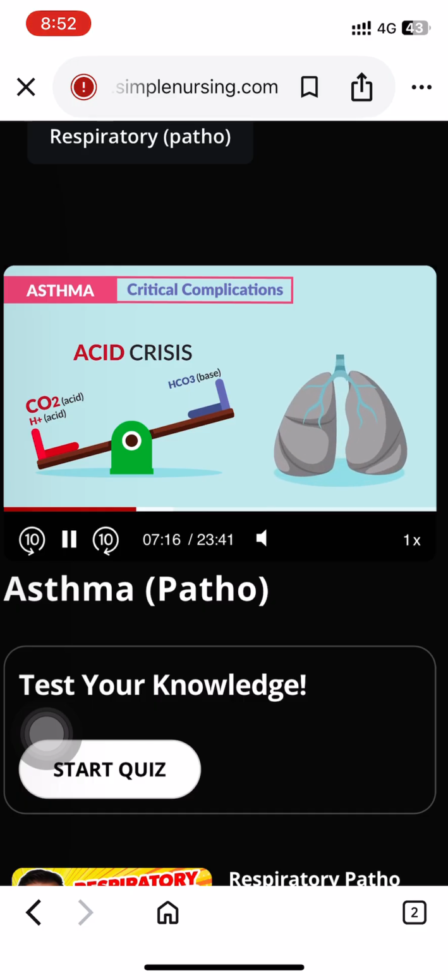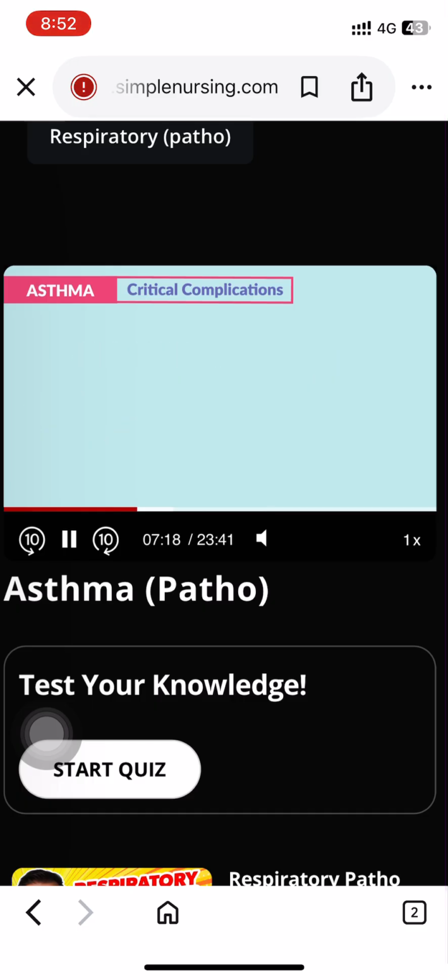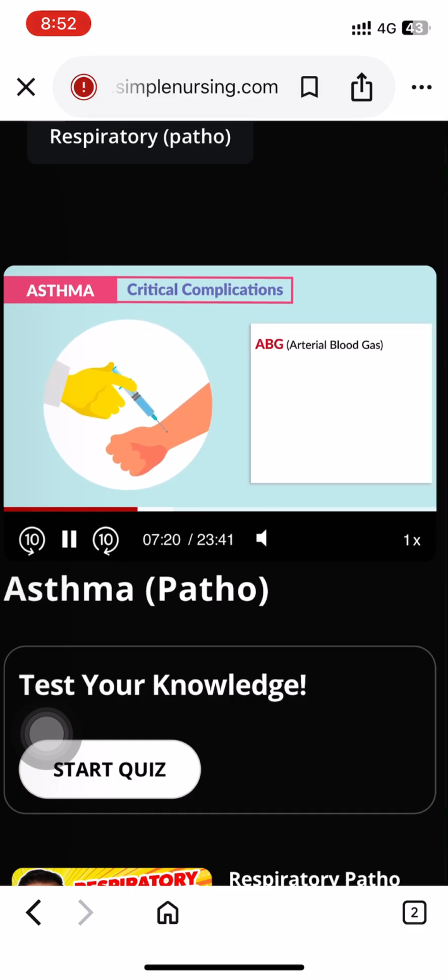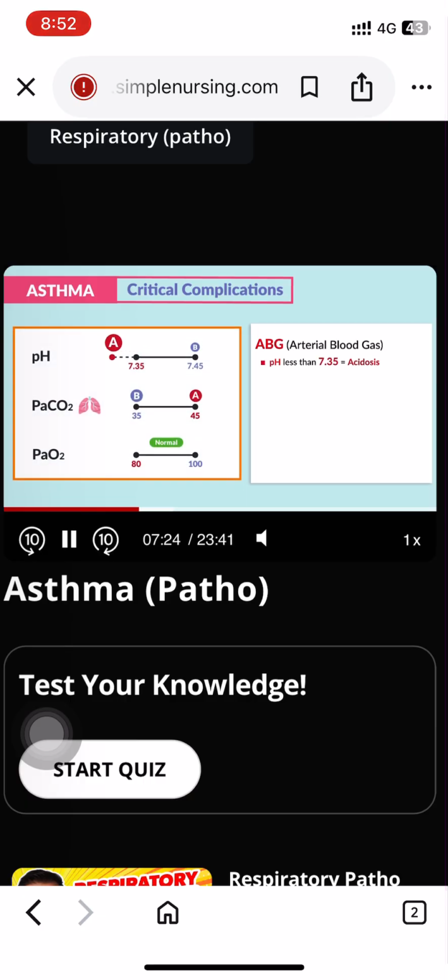So the key numbers to know for ABGs, those arterial blood gases, is number 1, a pH less than 7.35. This indicates acidosis. A PaCO2 over 45 is acidosis, and a PaO2 less than 80 is hypoxic.